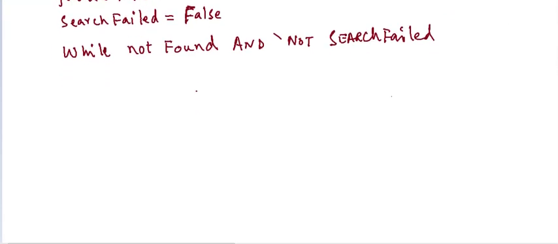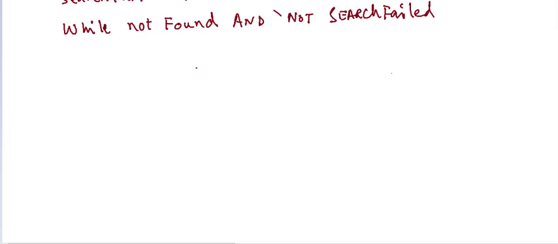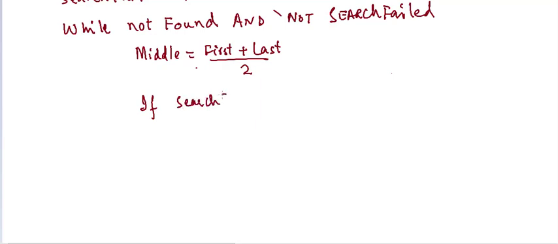Okay, let's move forward. Once inside the loop, what is the first thing that we need to do? We need to calculate the middle. So middle is going to be equal to what? Middle is going to be equal to first plus last divided by 2. Now that we have our middle, we are going to check if search item, the value that we are searching for, equals list middle.